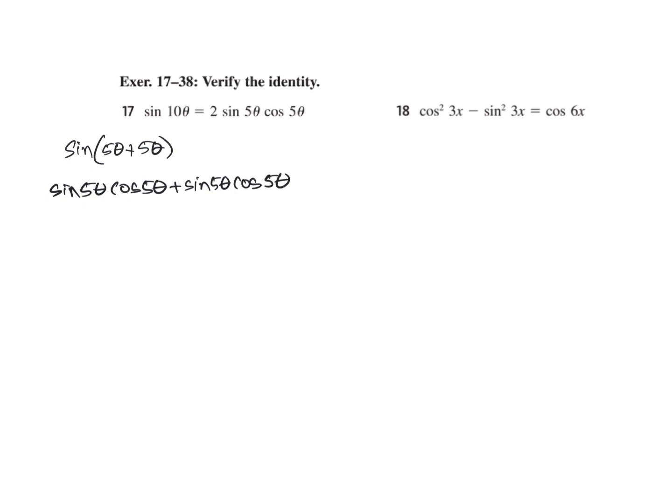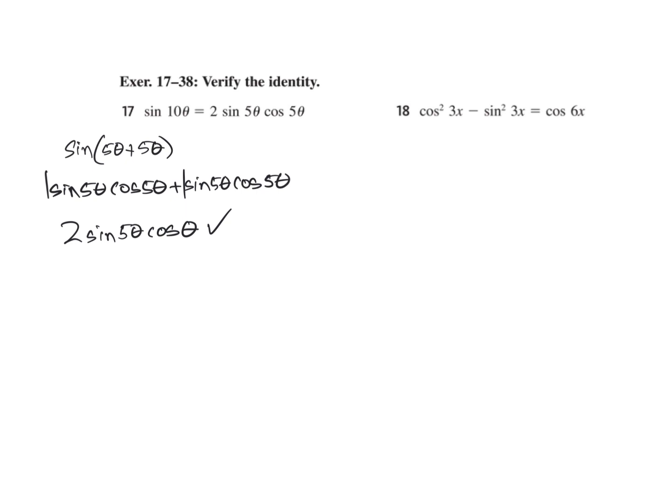It's an odd value, but it doesn't really matter because what do you have here? You have 1 plus another 1 of the exact same thing. So this is 2 sine of 5 theta cosine of 5 theta. You have 2 of them, and that is exactly what the right side is.